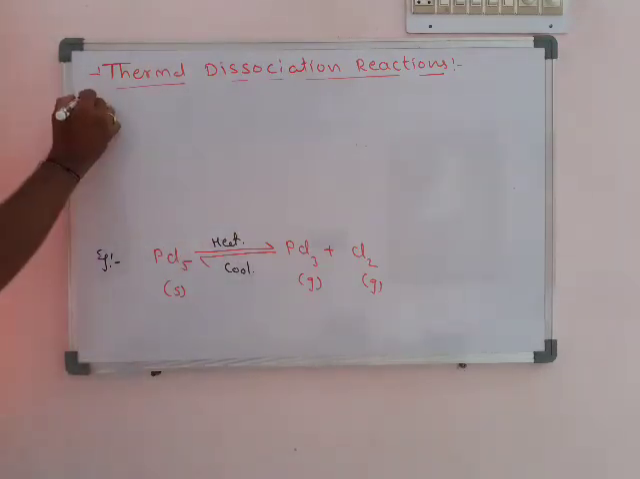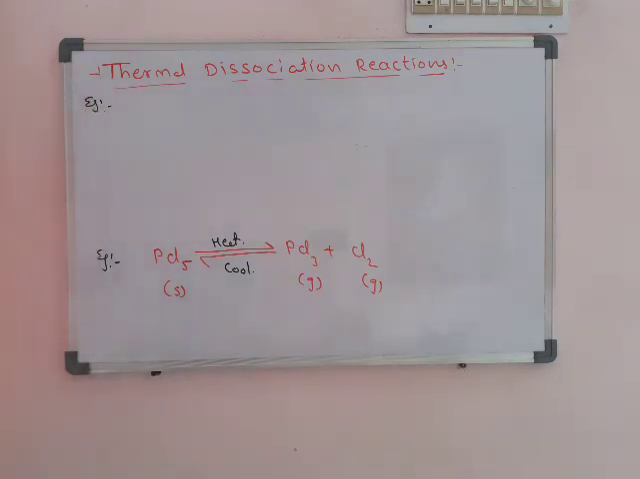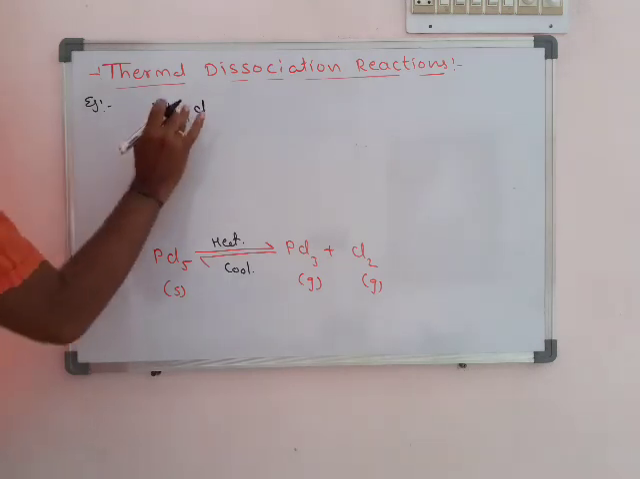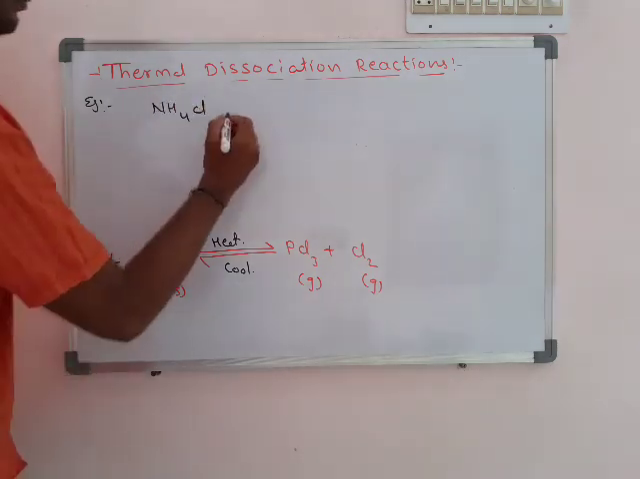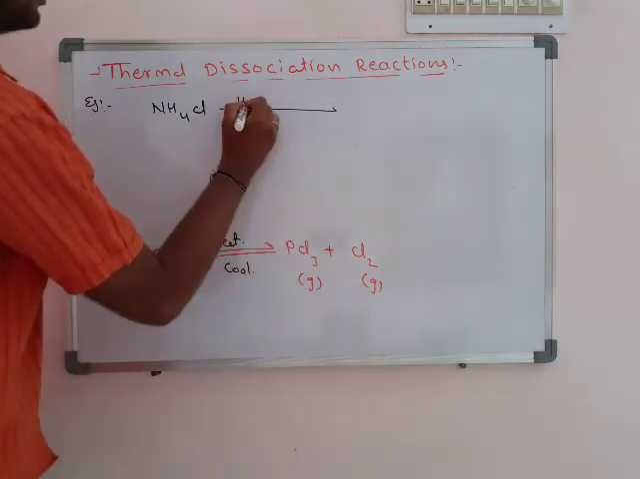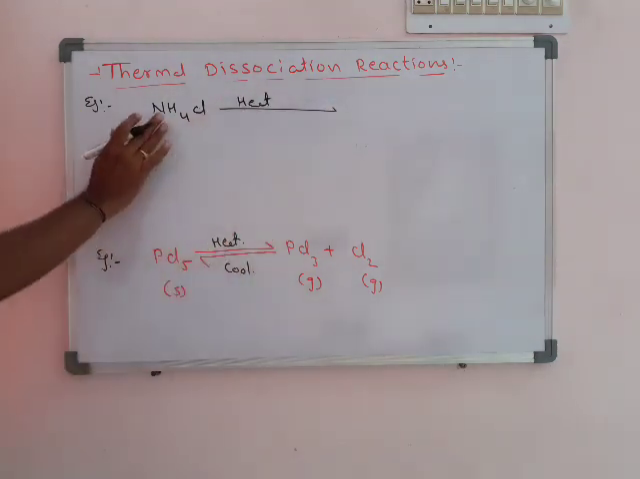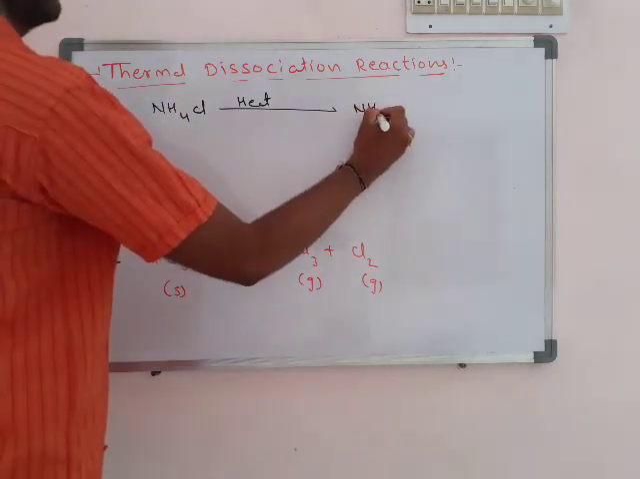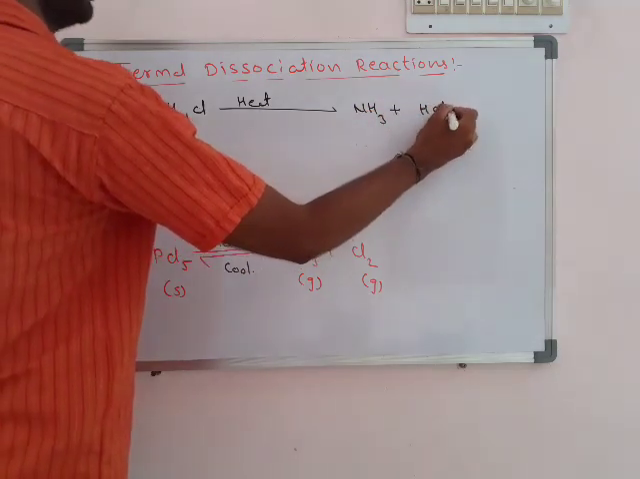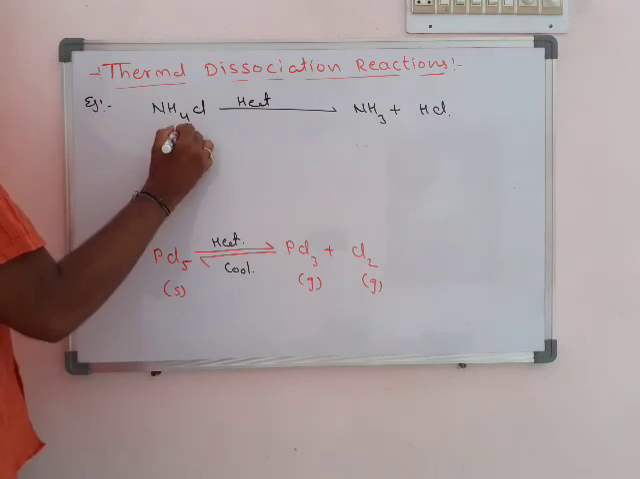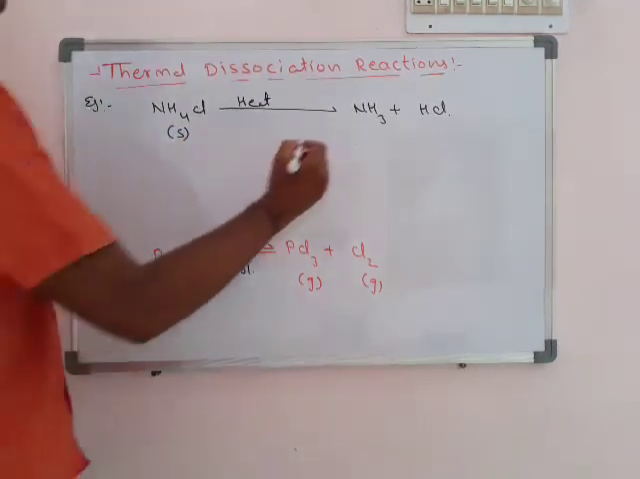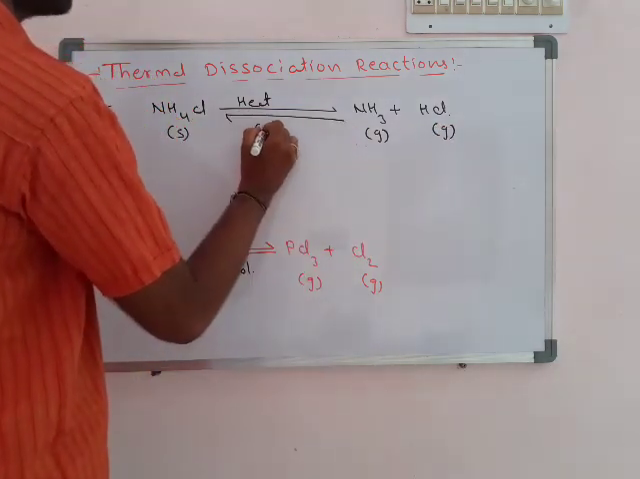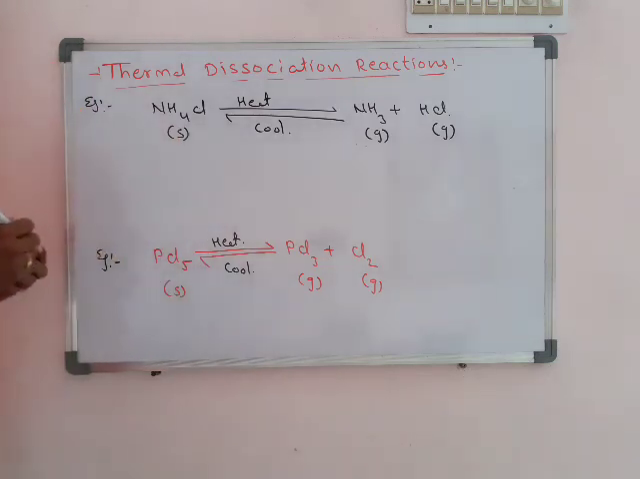There are some very specific examples. There is the dissociation of ammonium chloride. On the left side of the reactants there is only one compound. On heating it forms ammonia and hydrogen chloride. I think it is already balanced. Generally it is in solid form, and the products are gases. On cooling, the reverse takes place.